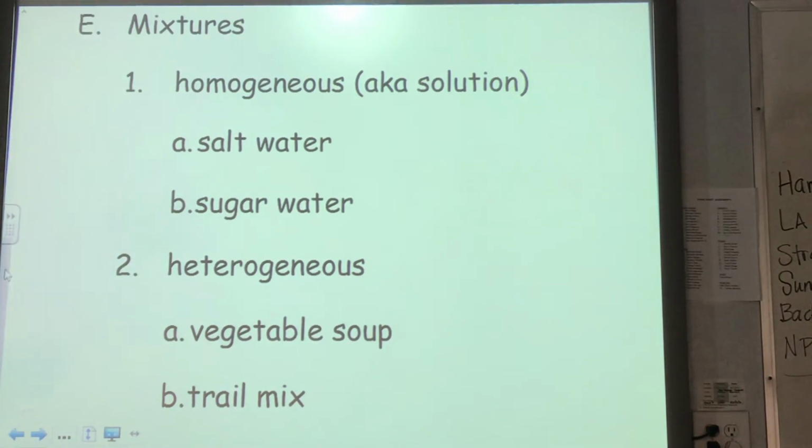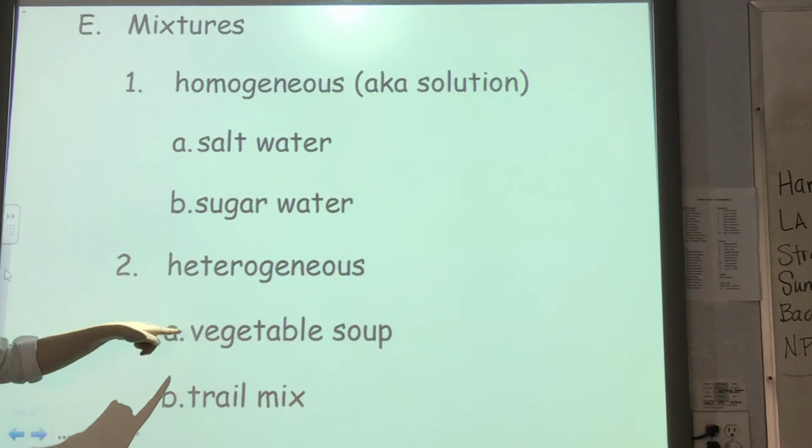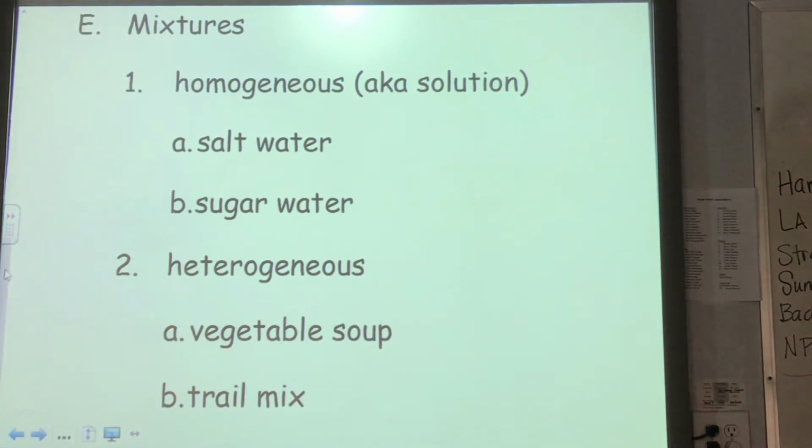You don't have the same amount of substance in every sample you take out. So a good example of this would be vegetable soup, right? If you take a spoonful of vegetable soup, in that spoonful you might have a potato and 2 carrots, okay? And you eat that spoonful down, and then you grab another spoonful, but in this spoonful you might have an onion and a carrot and a potato. It can be totally different.